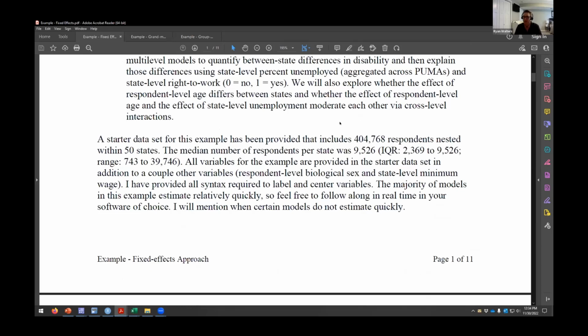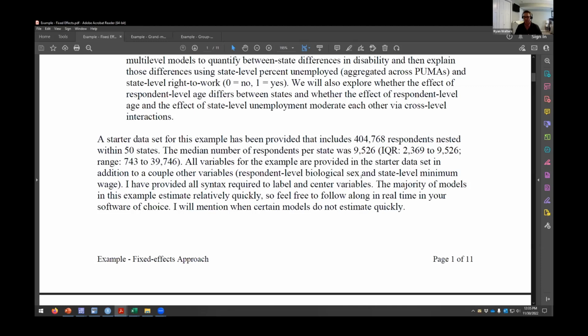Starter data set, again, your data includes 400,000 some respondents nested within 50 states. The states are numbered 1 to 51. I believe the Dominican Republic was state number 9. That was excluded. So we're talking about 50 states excluding the Dominican Republic. Median number of responses per state was about 9,500, ranging from 750 to about 40,000.